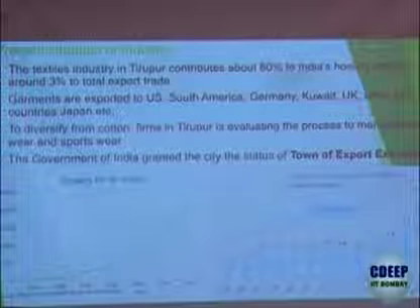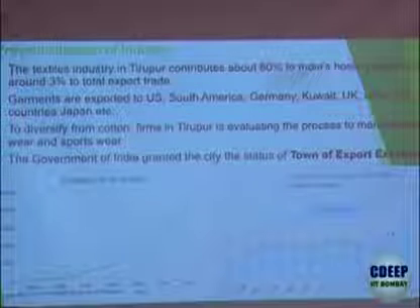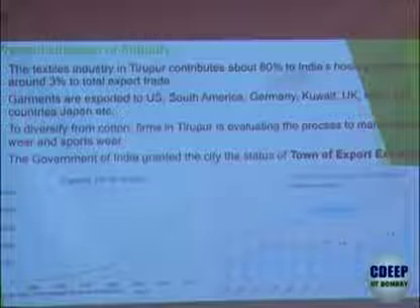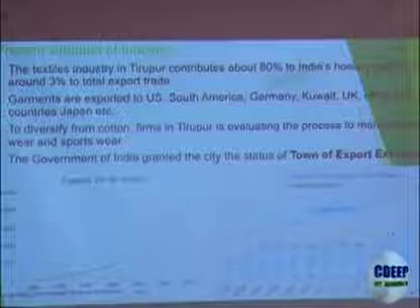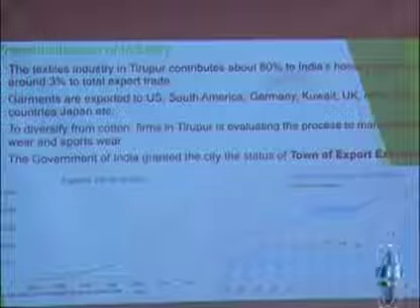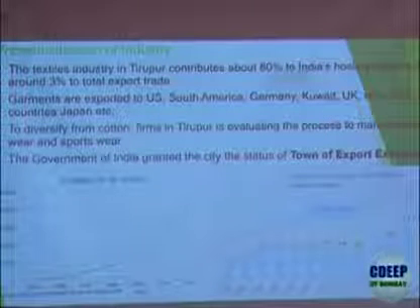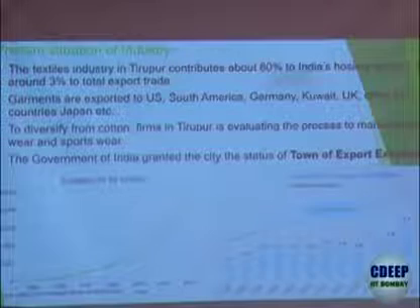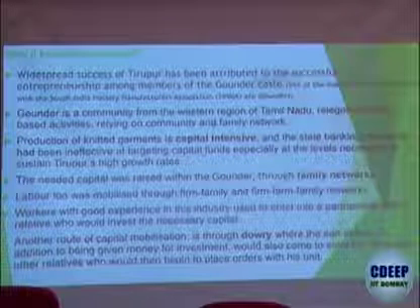And right now, Tirupur has started exporting not only cottons and knitwear, but also manufacturing swimwear and sportswear. And the government of India has recently named it a town of export excellence. So how did it start, and how did this industry grow and become successful?